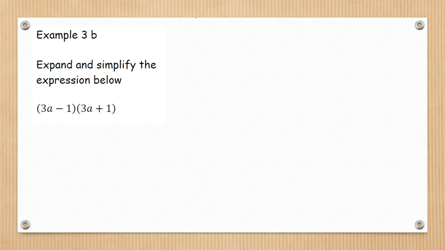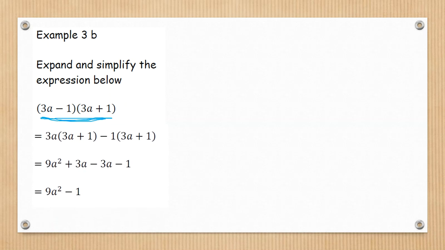For 3b, expand and simplify the expression below. Take a minute to think about which special product we can use to do this. Okay, we can do it the old way or the slow way, the 5.2 way. So multiply these. We can do it that way, definitely. You'll notice here that the 3a's cancel out. 9a squared is 3a squared, and minus 1 times 1.